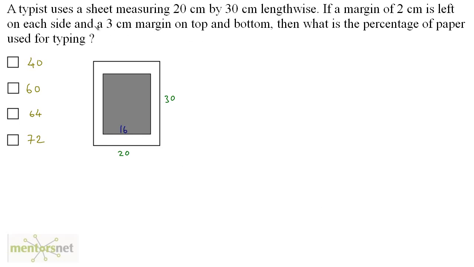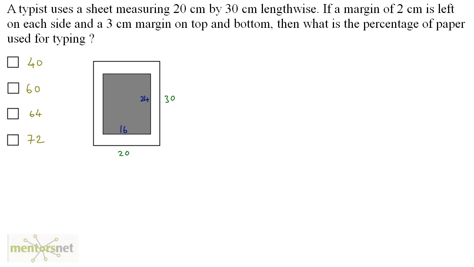Now a margin of 3 cm is left on top and bottom. So 3 cm on top and 3 cm on bottom. So total 6 cm of margin is left. Now what will be the vertical length of the printing area? That will be 30 minus 6, and that's 24.